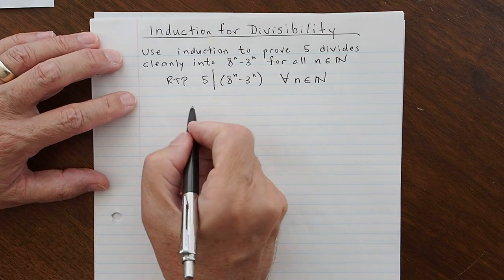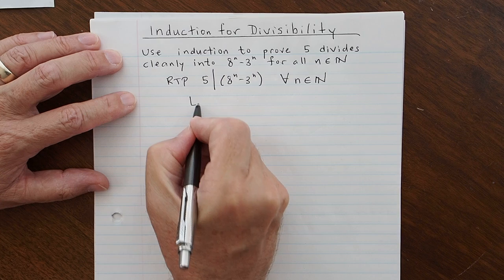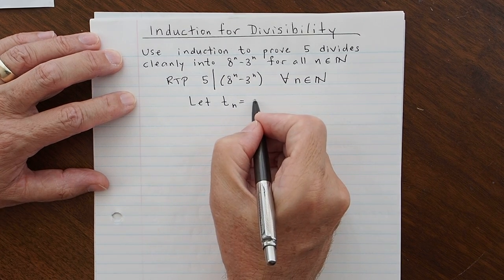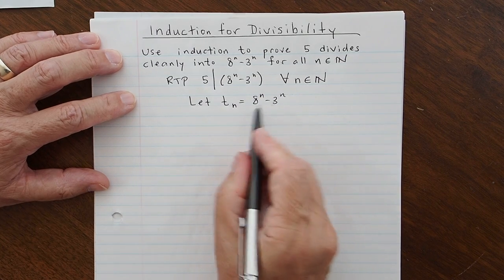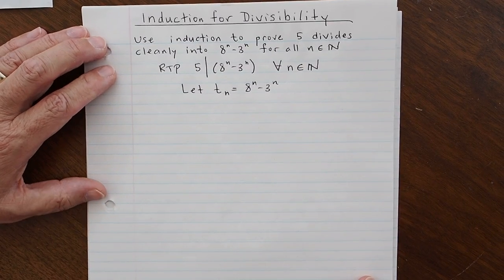Okay, before we continue, let's introduce a nice compact notation. So I'm going to say let t_n take on the value of 8 to the n minus 3 to the n, and I can use these two interchangeably in what comes. All right, let's have a look at what's next.